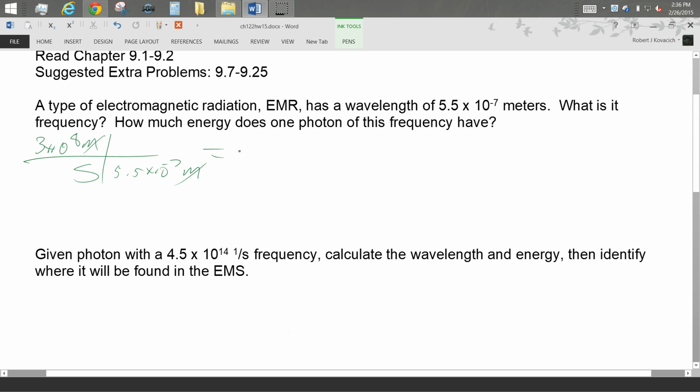Wait a minute. What's that after the 3? Poor penmanship. Okay. Thank you for figuring it out. Right. That's about as good as it gets.